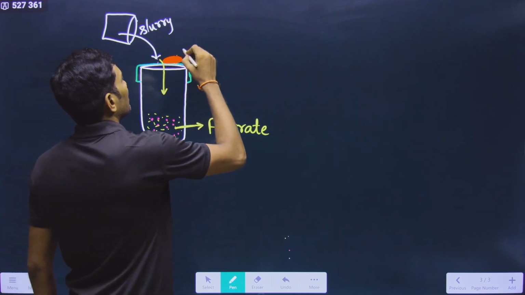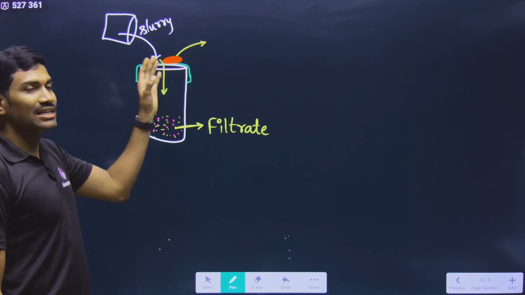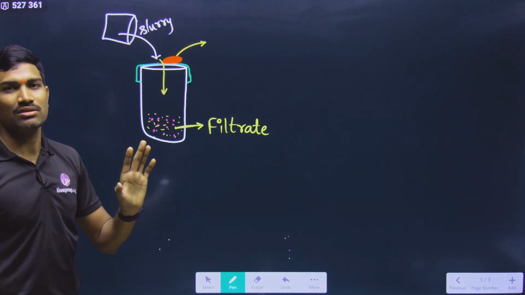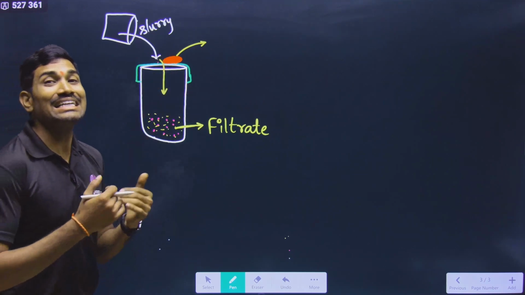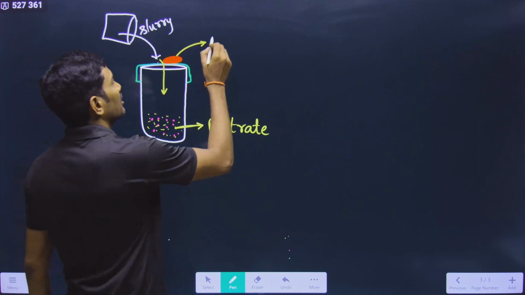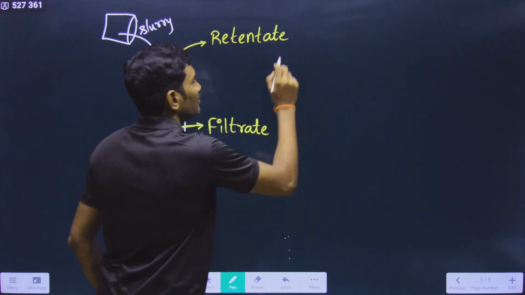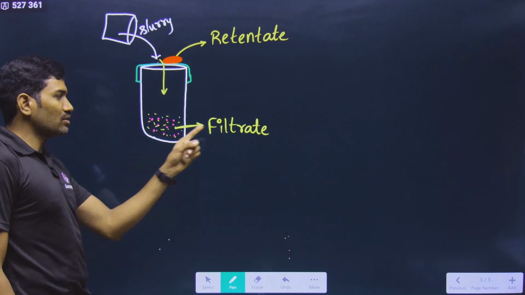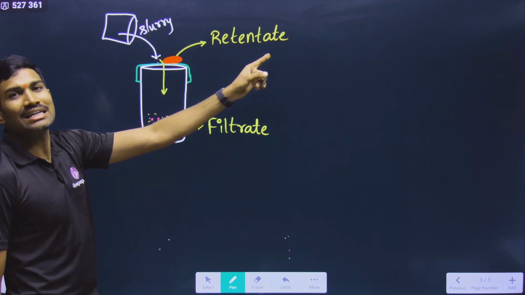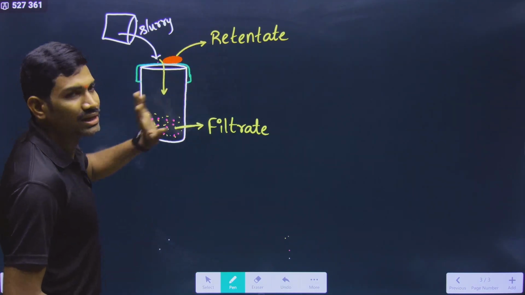And there is another fraction. That fraction is not passing through the cloth, so it is present above the cheesecloth. Since it got retained on the top of the cloth, it is called retentate. It got filtered through the cloth, so filtrate. It got retained on the top of the cloth, that's why it is retentate. So two names very clearly used in NCERT. These are the two fractions you are getting.